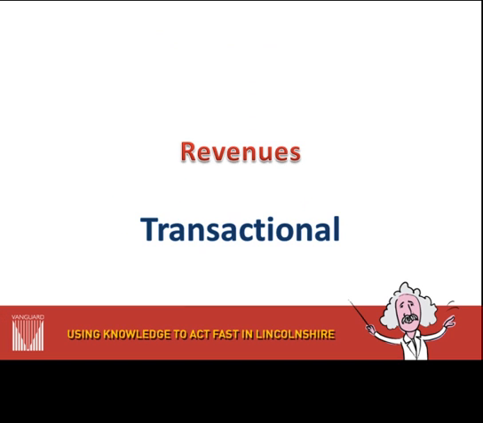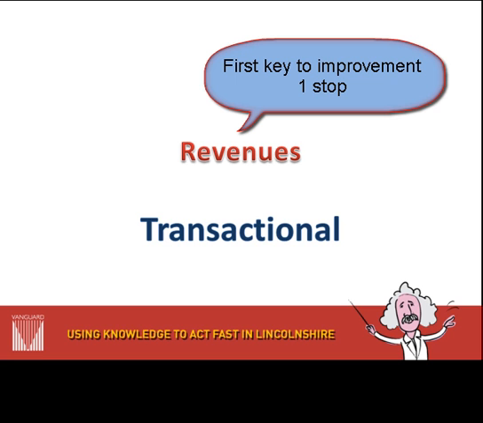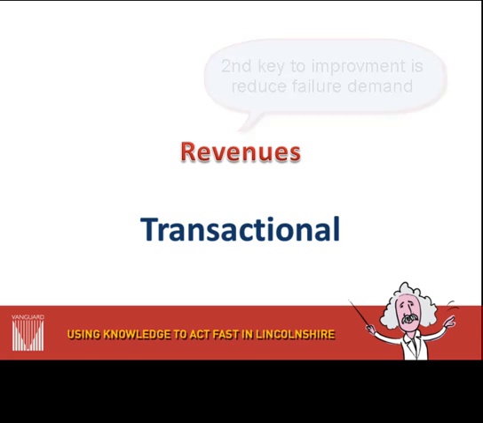So let's just have a look at a transactional system. Now, in a transactional system, the key is one stop. Get the demand in, make sure that you handle that demand well, and the customer is involved in the transaction there and then. They go away and the transaction is done. The other key in a transactional system, of course, is to reduce failure demand, because what you want is to only be dealing with value demand in a transactional system.